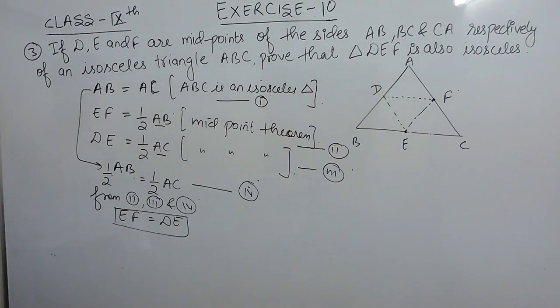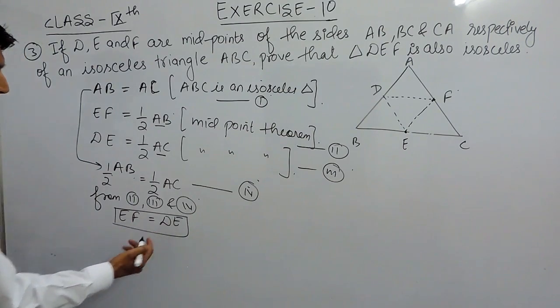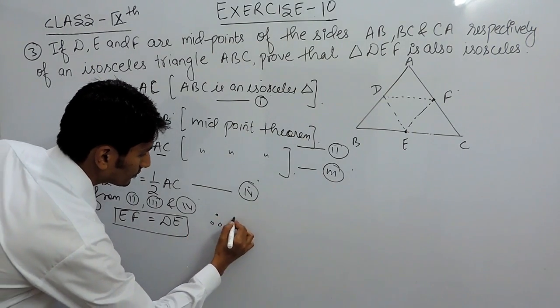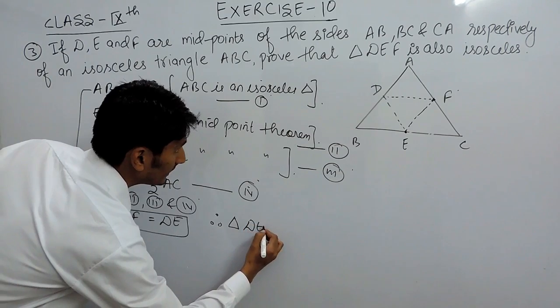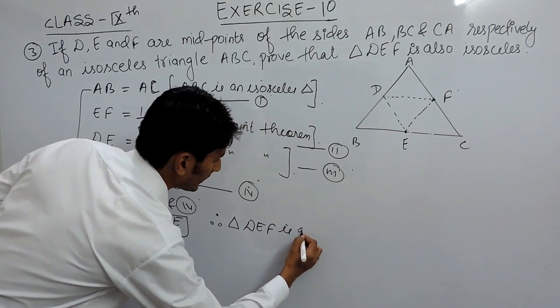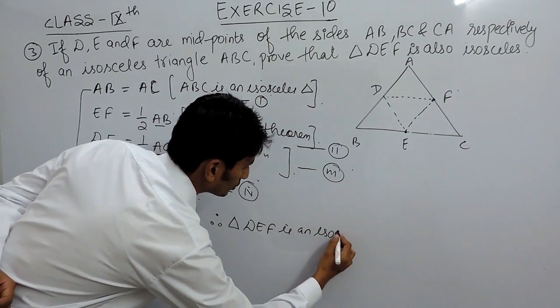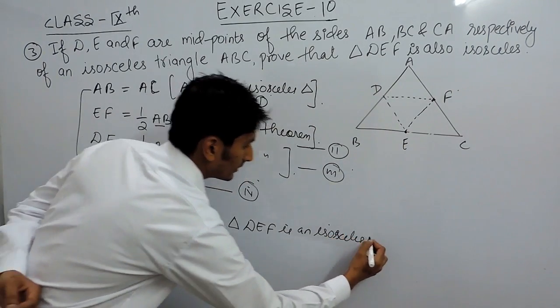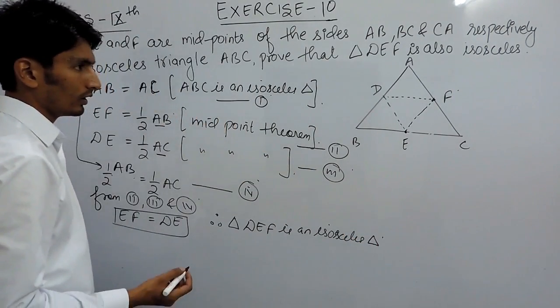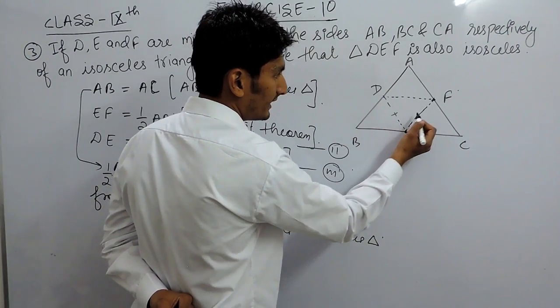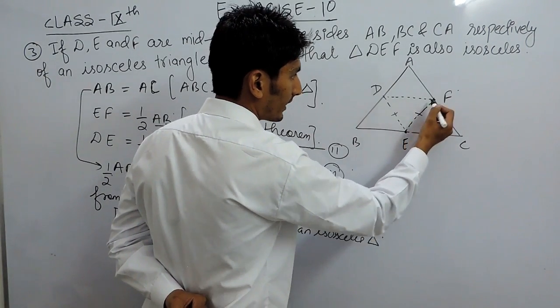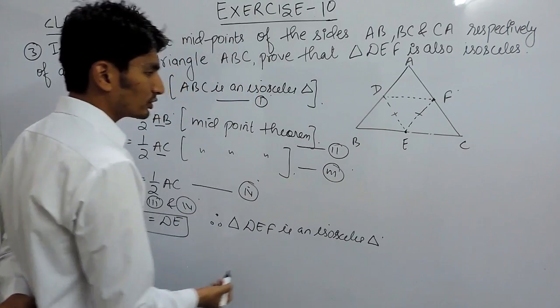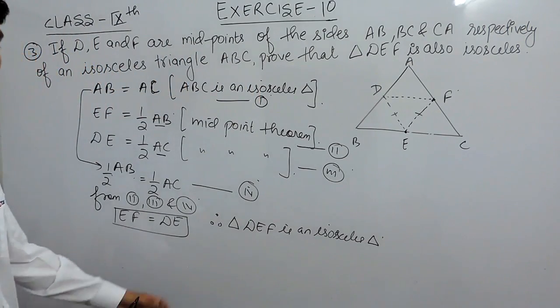And if in a triangle two sides are equal, then clearly triangle DEF is an isosceles triangle. This is because this side and this side are equal in this triangle, so this should be an isosceles triangle. So this is how you can solve this.